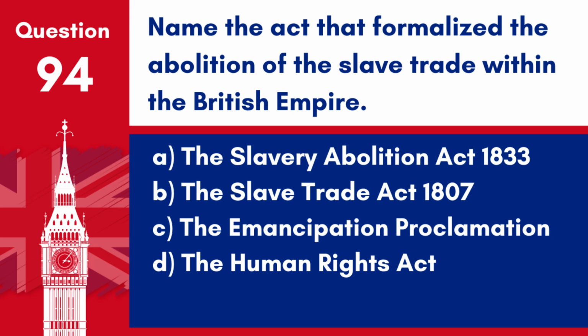Question 94. Name the act that formalised the abolition of the slave trade within the British Empire. A. The Slavery Abolition Act 1833. B. The Slave Trade Act 1807. C. The Emancipation Proclamation. D. The Human Rights Act. Answer B. The Slave Trade Act 1807. The Slave Trade Act of 1807 formalized the abolition of the slave trade within the British Empire, making it illegal to engage in the slave trade throughout the empire.